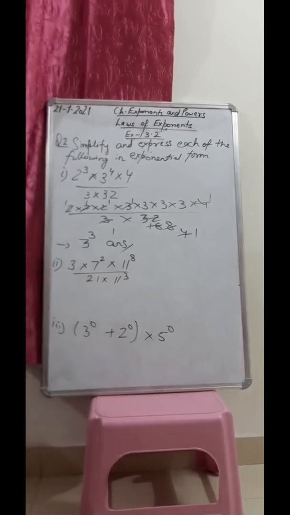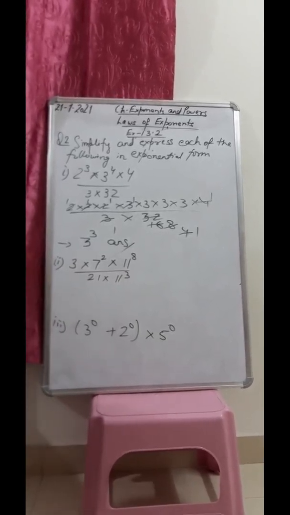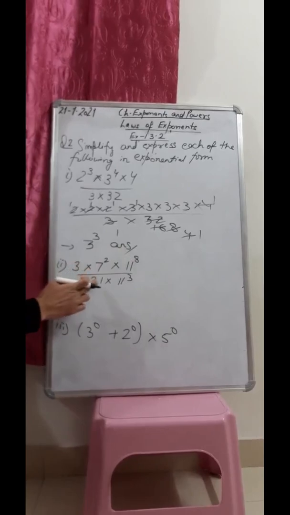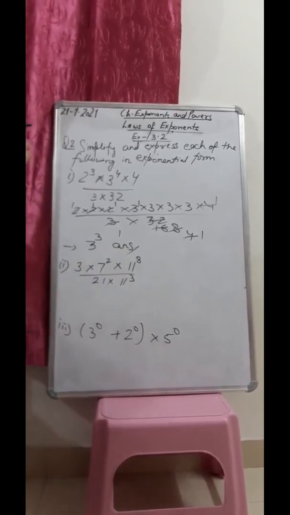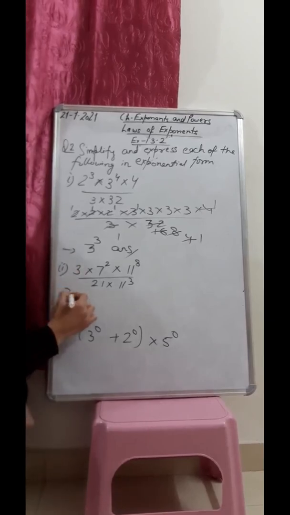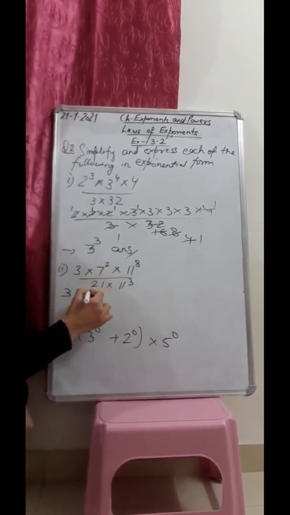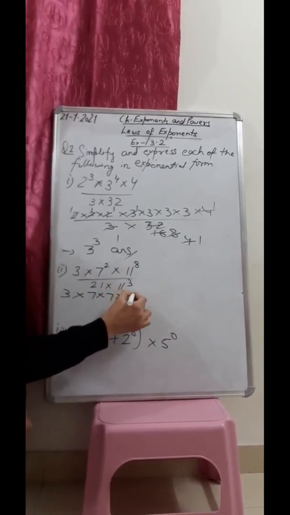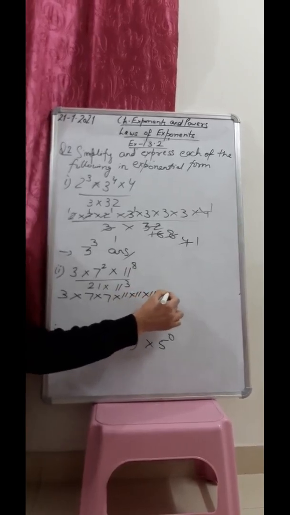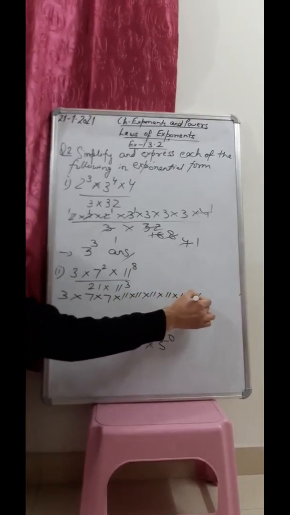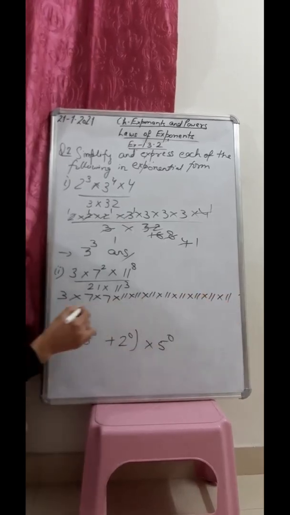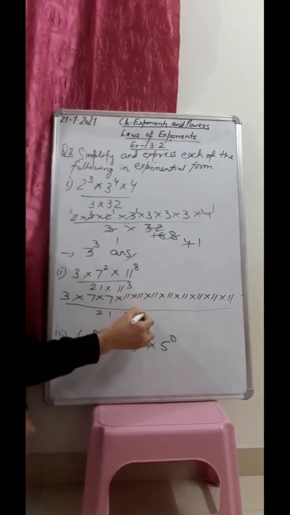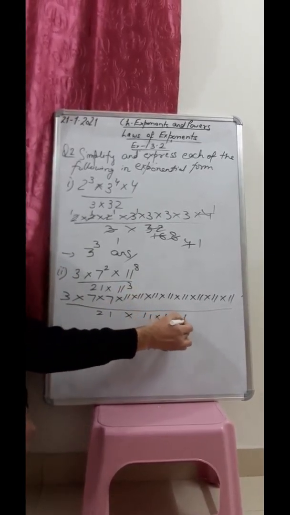The next is the second part. It is 3 into 7 raised to power 2 into 11 raised to power 8 upon 21 into 11 raised to power 3. Again we can write it in simple multiplication form. 7 raised to power 2 means 7 into 7. 11 raised to power 8 means 11 will come 8 times: 1, 2, 3, 4, 5, 6, 7 and 8. And upon 21 will come as it is. 11 raised to power 3 means 11 into 11 into 11.